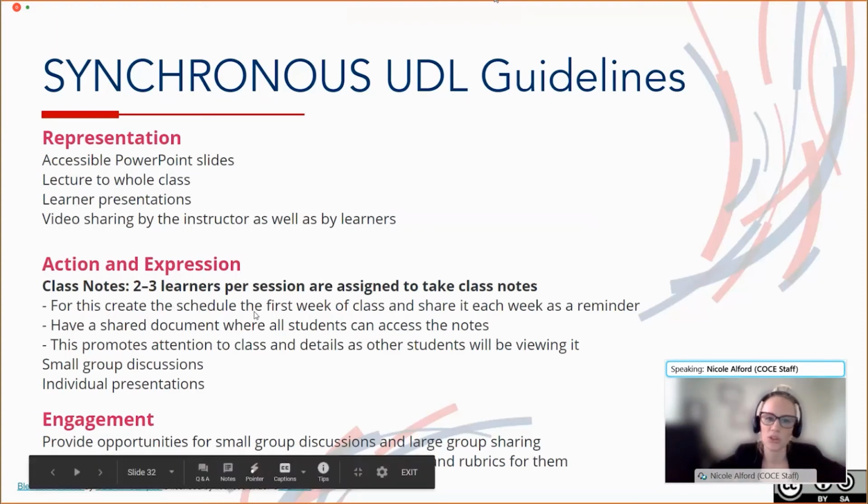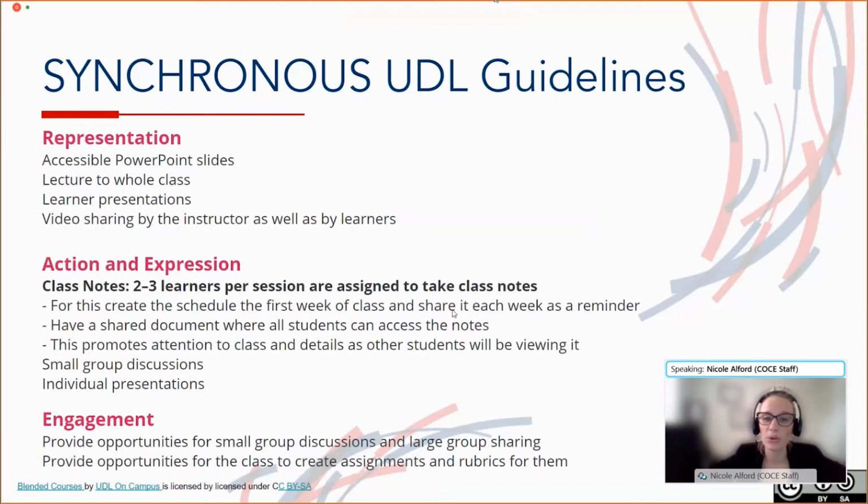And so having that is another way to get that buy-in of having them switch every week. And this is something that you can schedule out in the first week of classes and set a schedule reminder like, hey, Jimmy, it's your turn to take notes. Make sure you put them in the Canvas course, maybe make a document for them to paste their notes in, and then share that with the class.